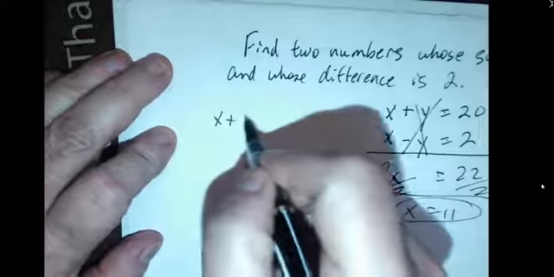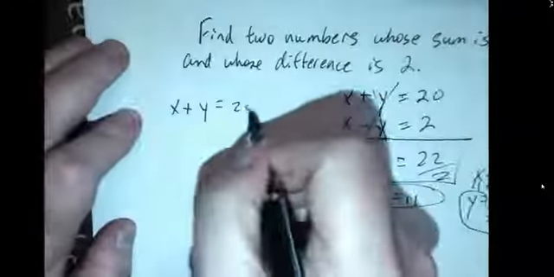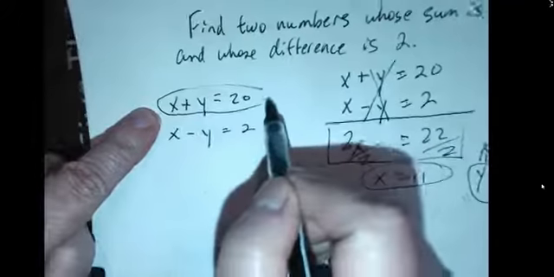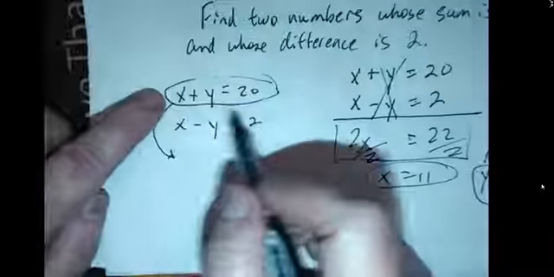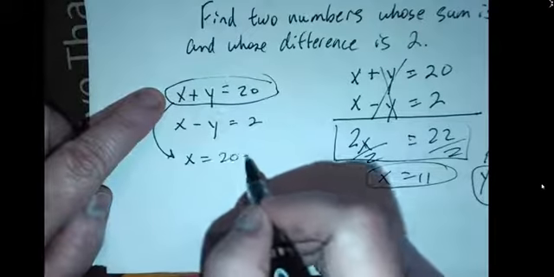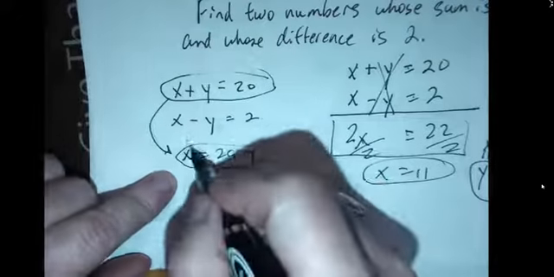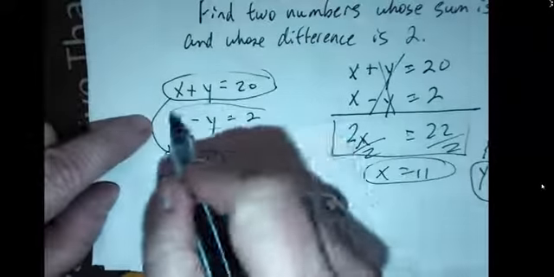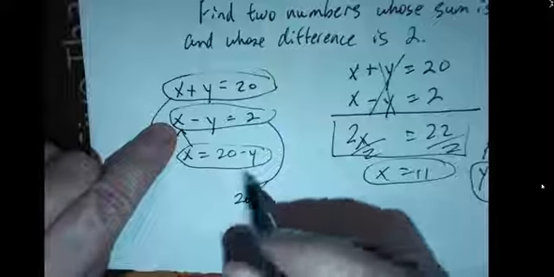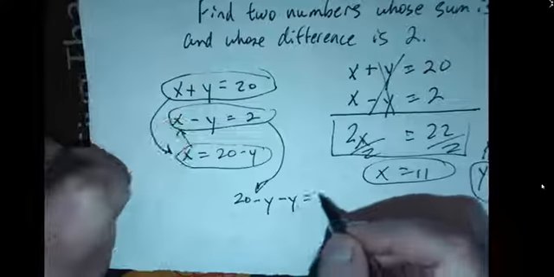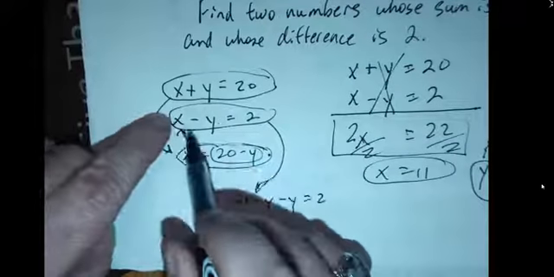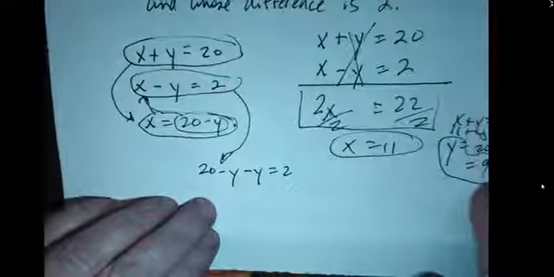Now, another way I could have done that is using something called substitution. And so you rewrite one of these, and it doesn't matter which one, to where you get a letter by itself. So I could rewrite X as 20 minus Y. So I get the X by itself. And then I substitute it into this formula. So that formula will now become, instead of X, I'll have 20 minus Y, and then minus Y equals 2. So I've plugged 20 minus Y in for X into this formula, and now I only have to solve for one variable.